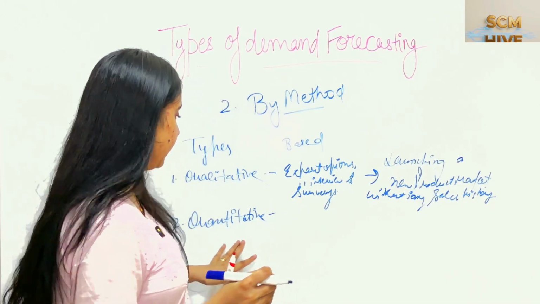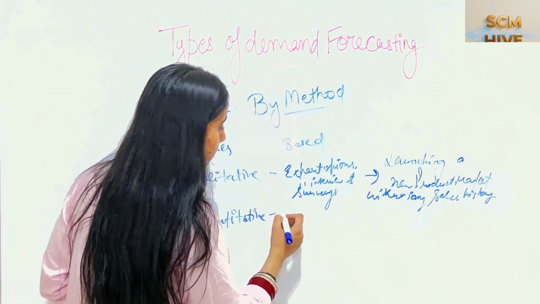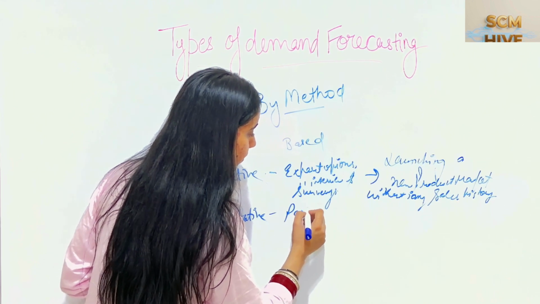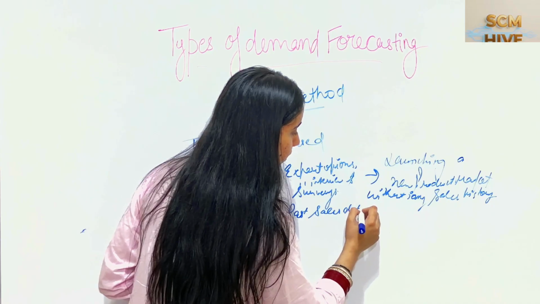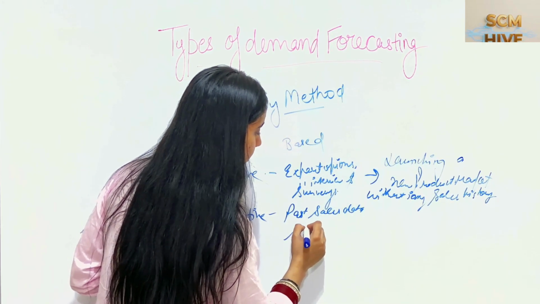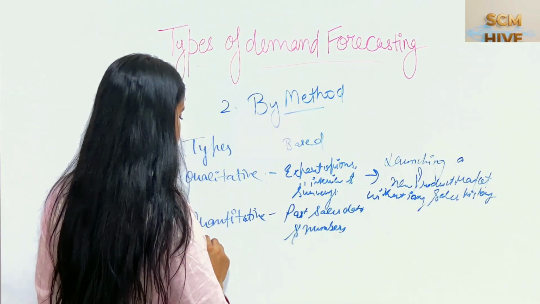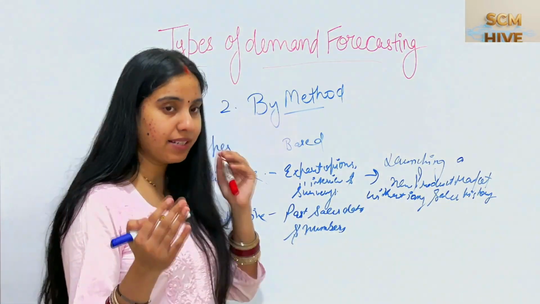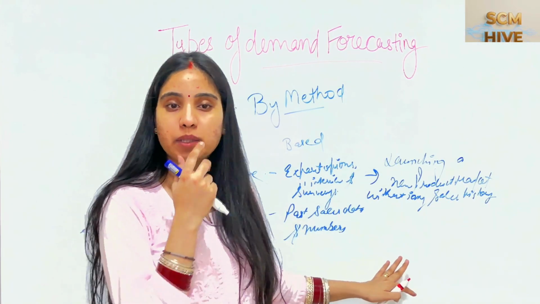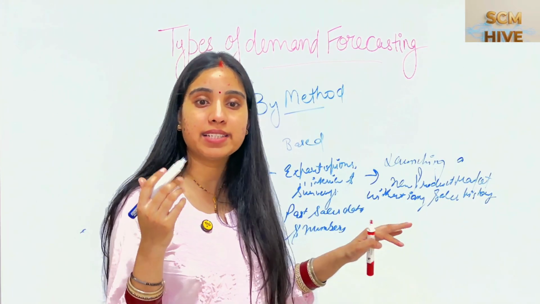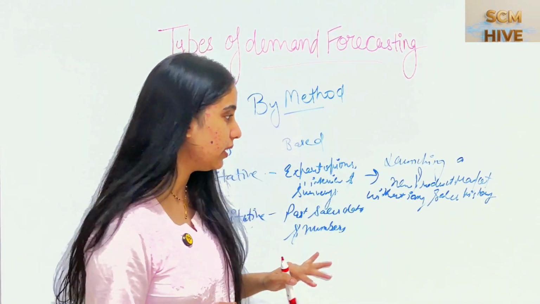Okay, and the next type is quantitative, meaning past sales data and numbers. It is very easy to understand from here that it is past sales data and some numbers. So in this case, we are using an existing product with enough sales history to find a pattern.